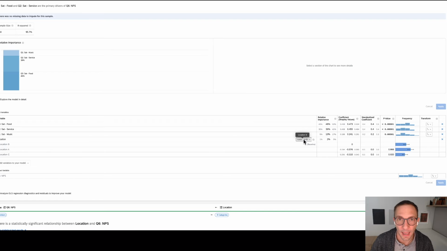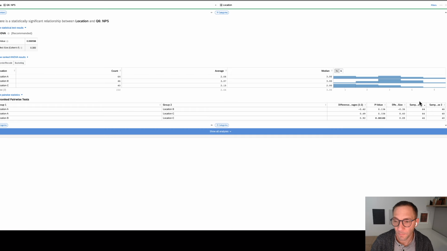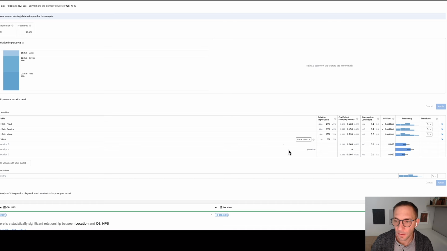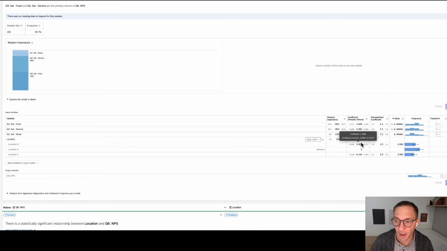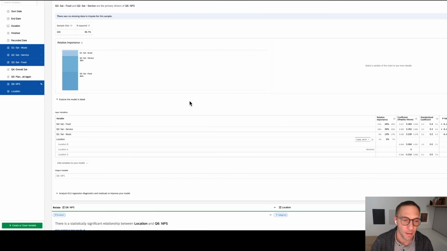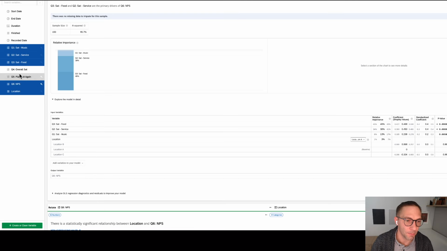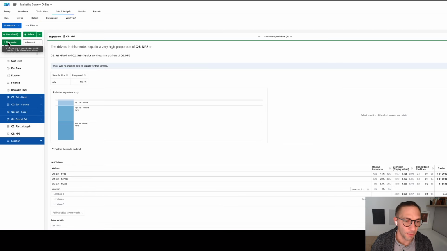I could choose any of the baselines. Let's try location A again. And here I'm seeing a positive beta for B because B is higher. There's a higher NPS for those at location B than A. And then here, location C drops. So location C seems to be lower than location A. Let me try a different output. Let me go to overall satisfaction and run that one.